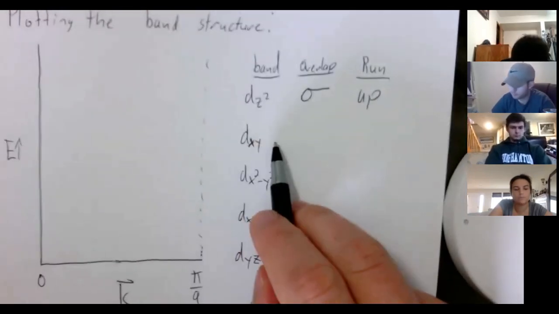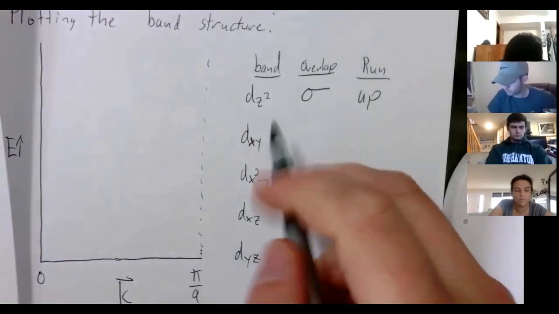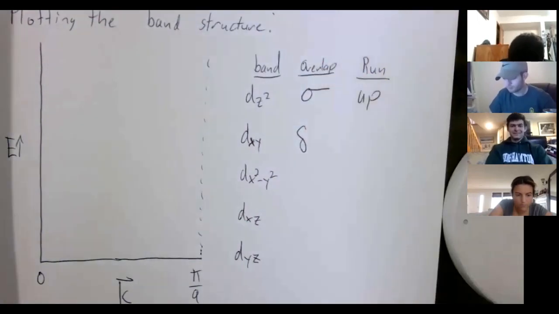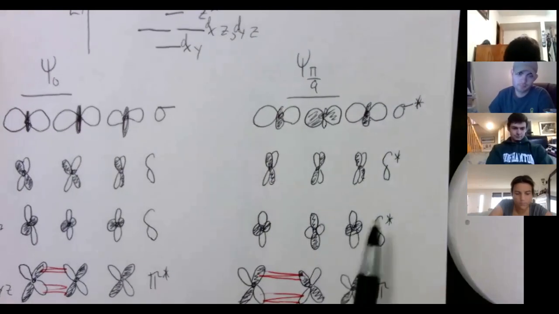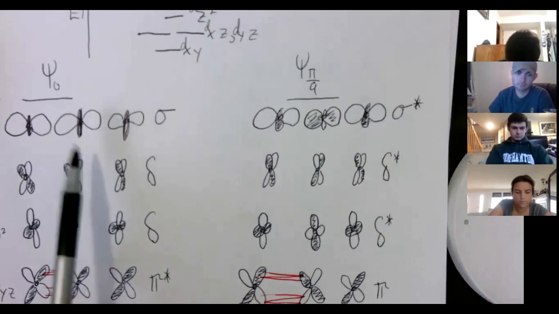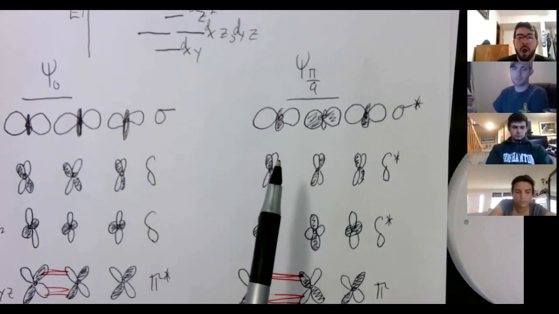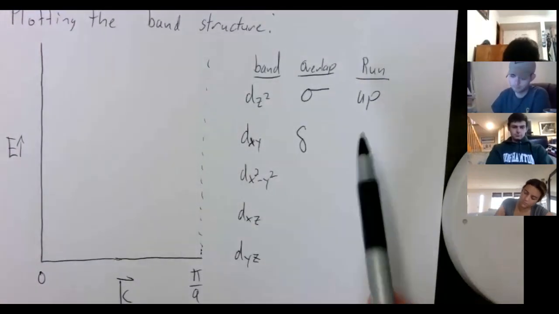Okay, dxy. If we look back at what we did, what type of overlap did that one have? Gamma. Delta. Yep, delta. And now, looking at the Bloch functions, which one's lower in energy, k equal to 0 or k equal to pi over a? 0. So is this going to run up or run down? Up, yep.